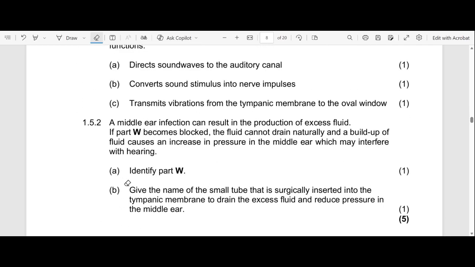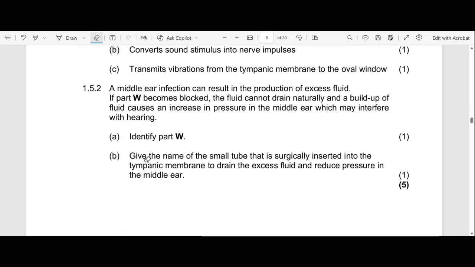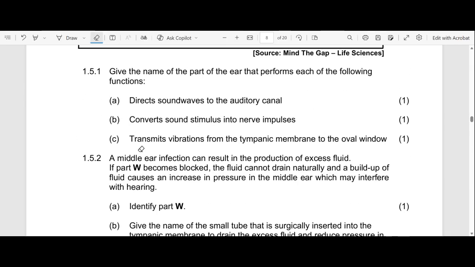Okay, now let's go to B. Give the name of the small tube that is surgically inserted into the tympanic membrane to drain the excess fluid and reduce pressure in the middle ear. Obviously that device is called grommets. Does that make sense?